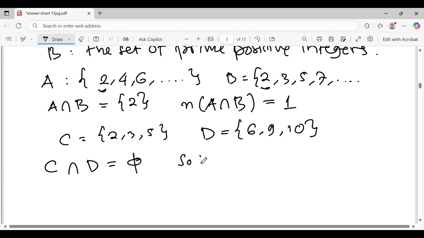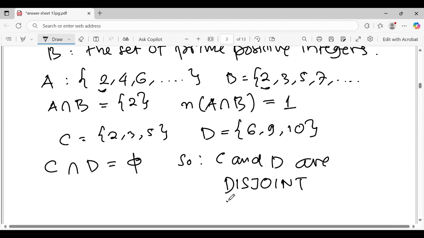So we can state that C and D are disjoint. So you have to memorize this term, this word.